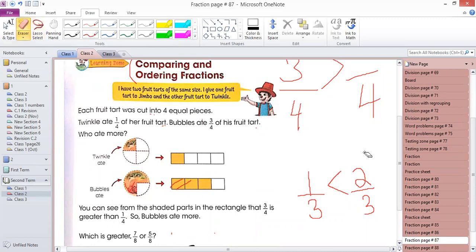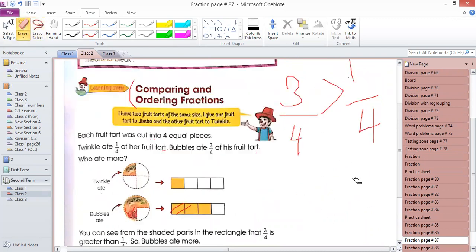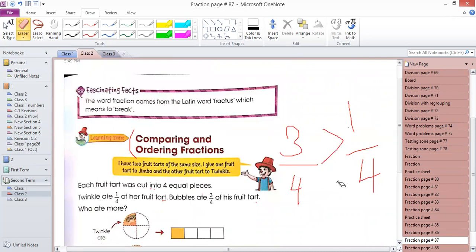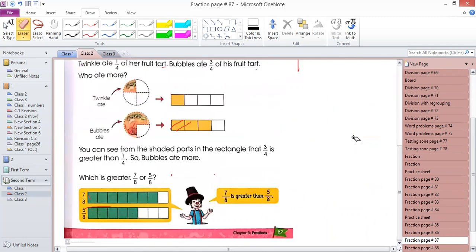Take this example, guys. Here, the denominator is the same, 4, 4. 3 and 1, which is bigger? 3 is bigger than 1. That's why 3/4 is bigger than 1/4.